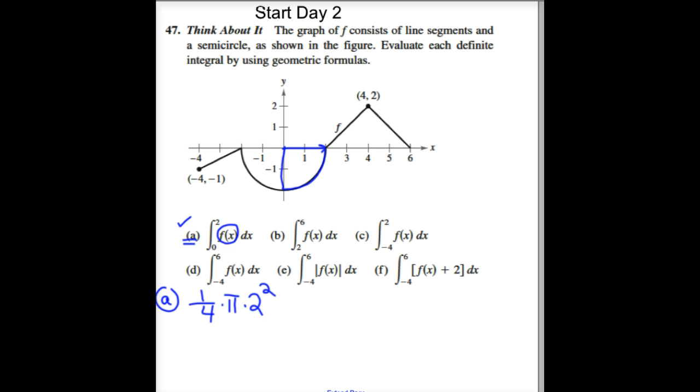But it's below the x-axis, so I do need to put a negative there because the integral gives me a signed area, S-I-G-N-E-D, for the sign of it. And that just gives me pi. Let's go look at B.